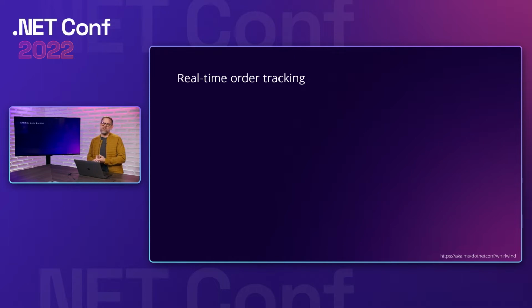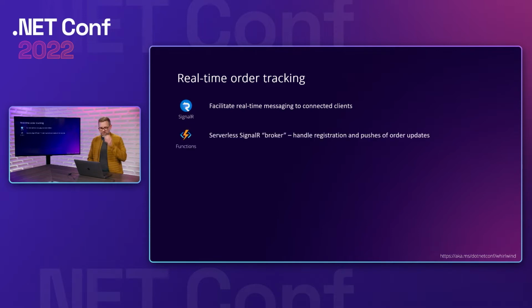So you're going to want to make sure that you're scalable. You're going to want to make sure that you're robust. And you have other things that you can take advantage of that are out there in the cloud that you might not have otherwise. Now, Azure SignalR is in Blazor Server, but there's also an Azure portion of it, too, that we can build upon. So that's what we're going to do for our real-time order tracking, is that we're going to put Azure SignalR to facilitate the real-time messaging between connected clients.